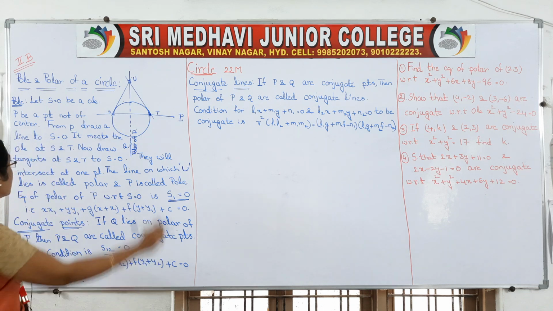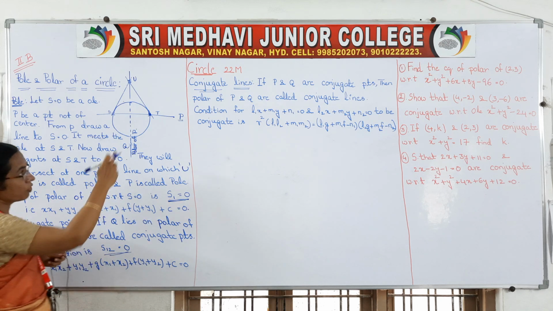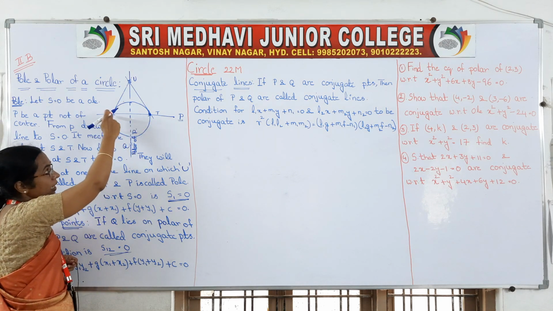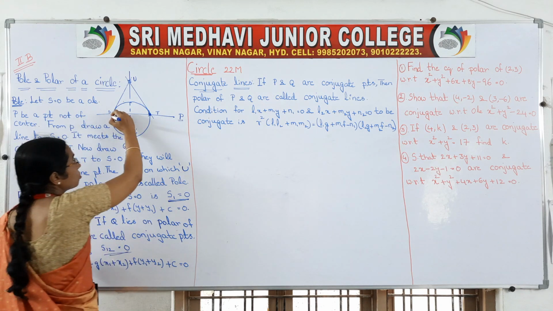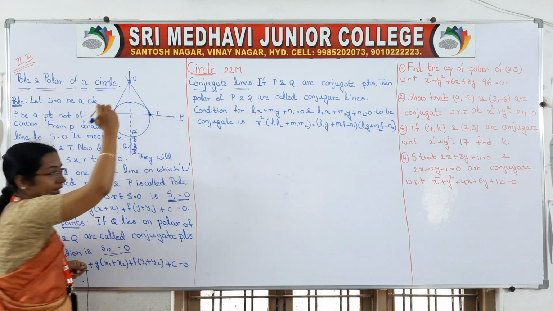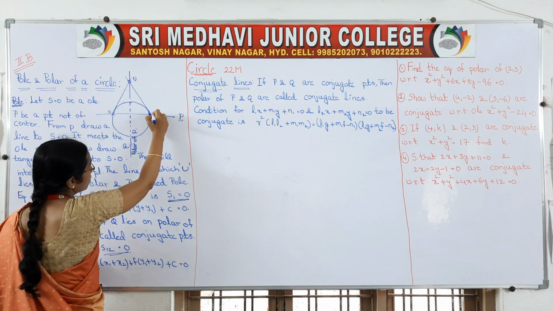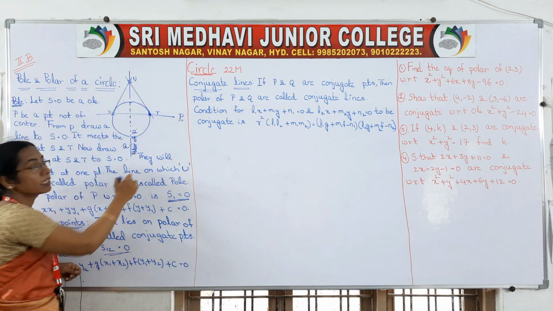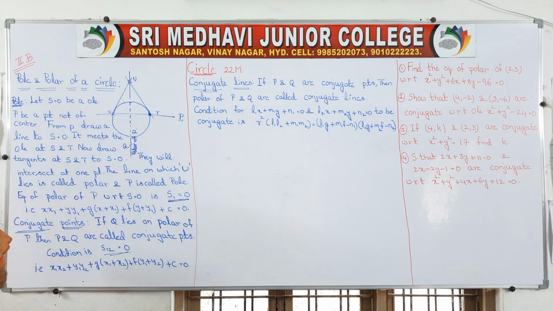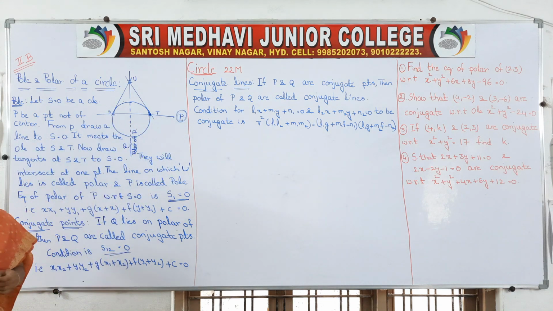So once again, the definition of pole and polar. From a point, if we draw a line to the circle, it intersects the circle at 2 points. Through those 2 points you draw the tangent to the circle. This is from point S, this is from point T. They will intersect at one point, right? Now you take the line through that point of intersection. That line is called the polar of P, and that point P is called the pole of the circle.